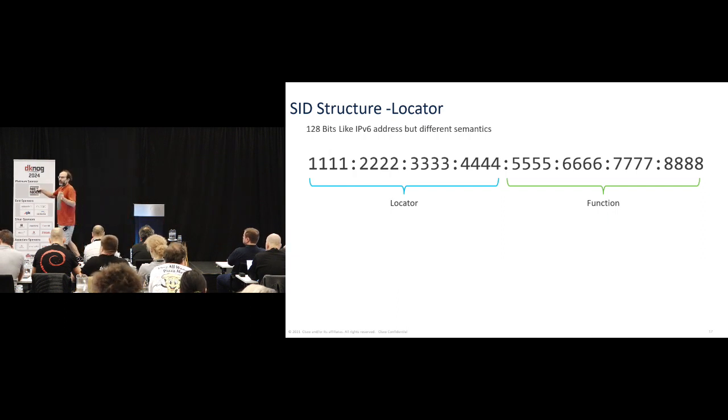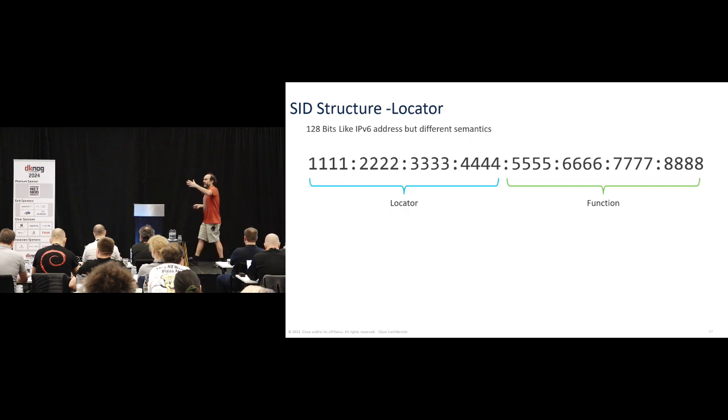Then there is a function. Function is what to do with the packet, and I'll put that aside. We will spend quite some time on that later. Right now, I need that notion of the locator, and the locator is the routing portion of any SID or any device, and it is advertised into the routing table.